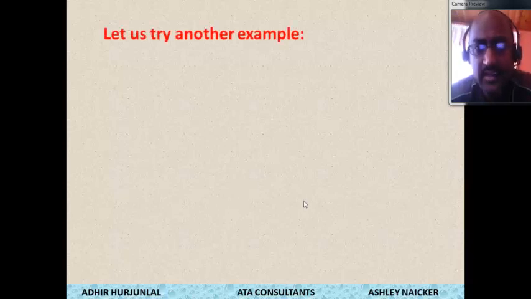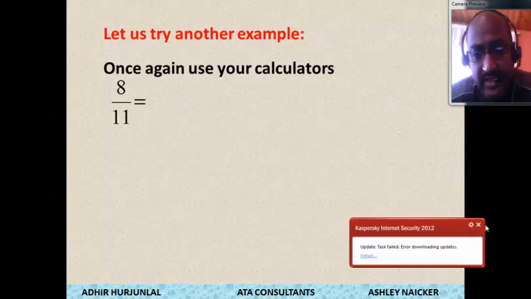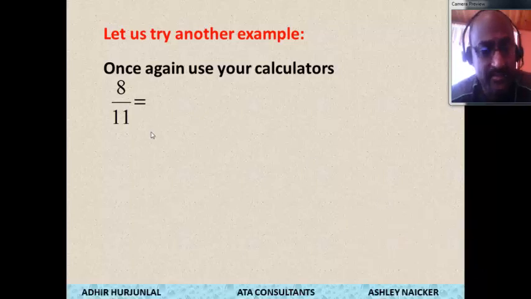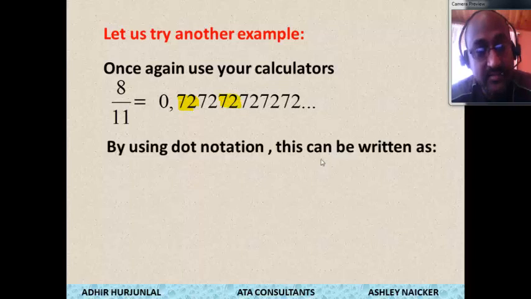Let us try another example. Once again, guys, take out your calculators and do this. 8 divided by 11 gives you an answer of 0,7272727272. The 3 dots indicate that a pattern continues. And if you look at the pattern here, you would distinctly see that it is a 72 that recurs.